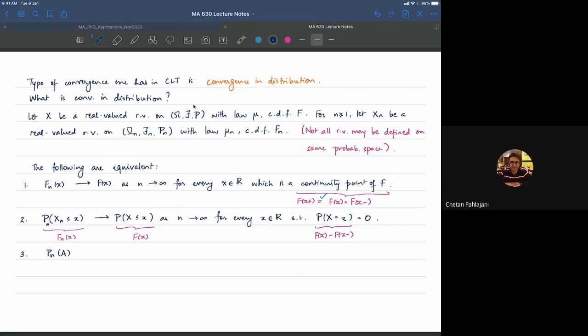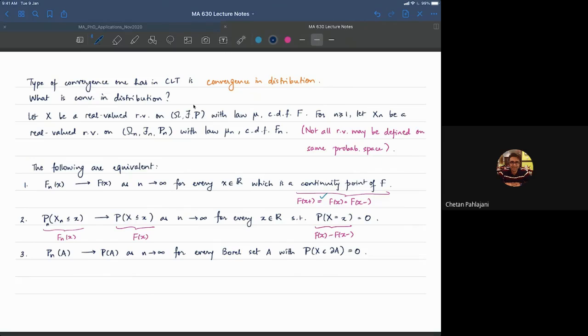Pn of A converges to P of A as n goes to infinity for every Borel set A with probability of x belonging to the boundary of A is 0. Now you can see that this is just a slight variation of number 2. I'm not saying that it's very easy to prove. I mean, it's not very difficult to prove, but you can prove this. But what I'm saying is you can see that this is a slight variation of properties 1 and 2.